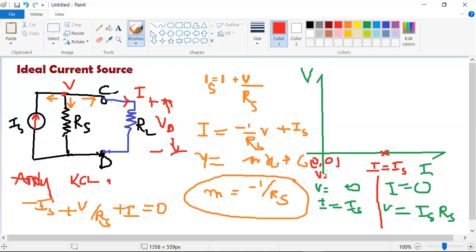At this point V, I, when current is zero, V is equal to Is times Rs. So that point comes here. V is equal to Is and Rs. I can write directly, instead of V, I am going to write Is times Rs. Multiply with Rs. If you join these two points, let me join those two points.